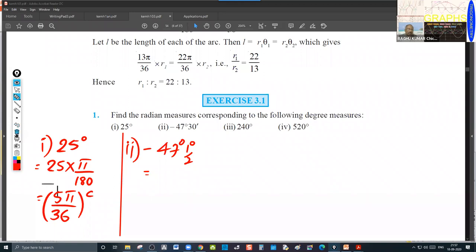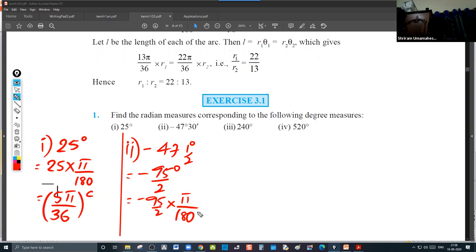So this is minus 47, double of 47 is 94 plus 1, so minus 95 by 2 degrees. Now convert this to radians: minus 95 by 2 into pi by 180. Sriram, are you doing this? Yes, sir.